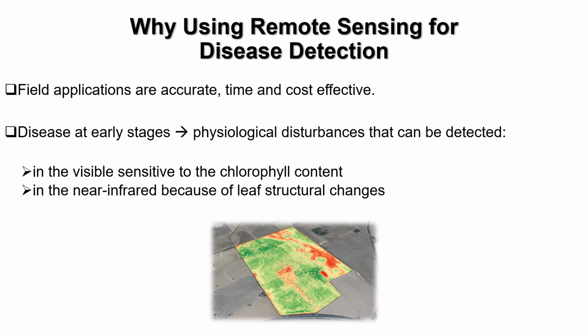Specifically, diseases at early stages cause physiological disturbances that can be detected by remote sensing, and these are produced in the visible region of the spectrum, specifically because of changes in the chlorophyll content, and also in the near infrared region of the spectrum because the disease will induce structural changes on the leaves.